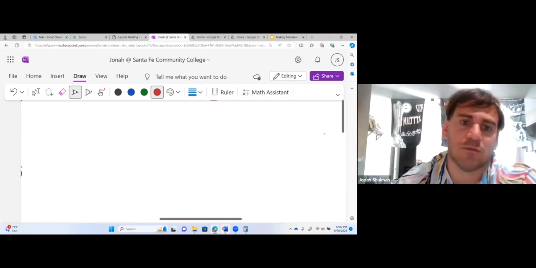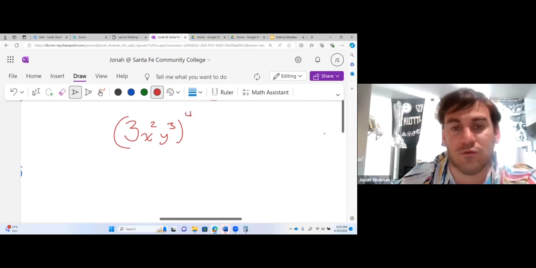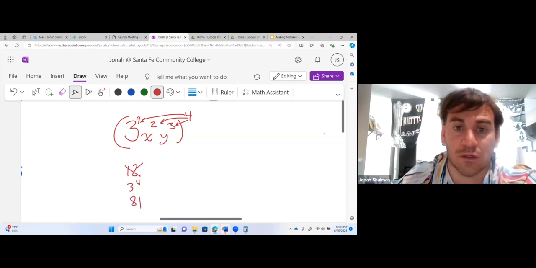Here it is, a common exponent mistake that I see all the time. 3x to the squared, y to the third power, and we're raising this to the fourth, okay? A lot of times students do 3 times 4, which is 12, and then you got to add these. So this one, there's nothing here, so there's a 4 here. So it's not 12, that's 3 to the fourth power, which is 81.